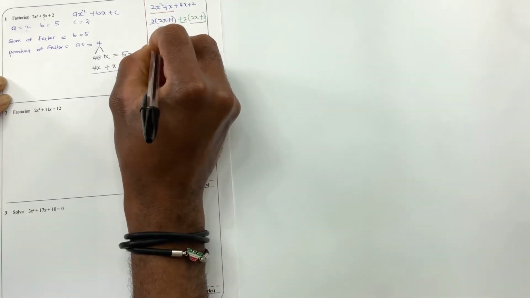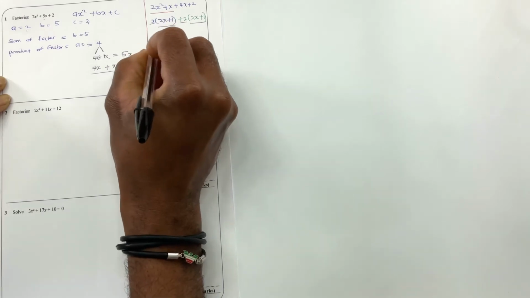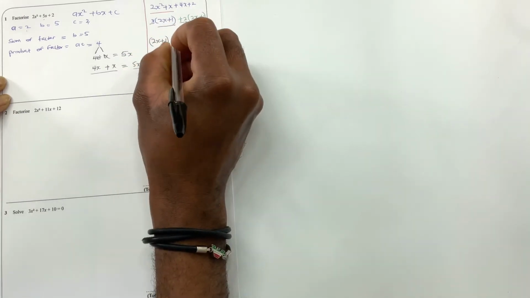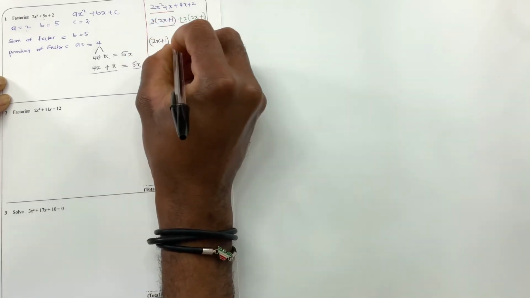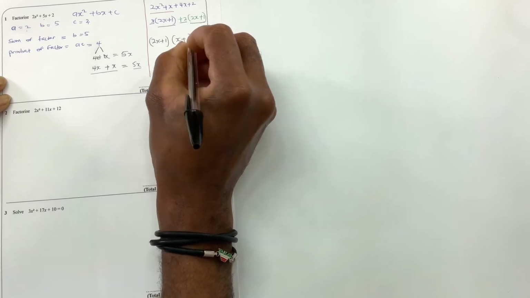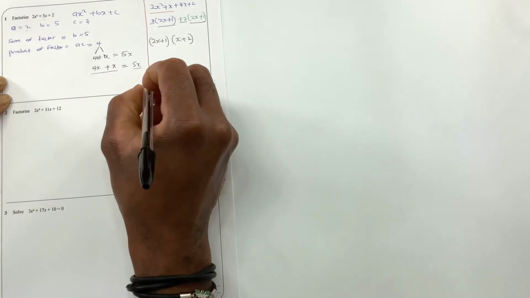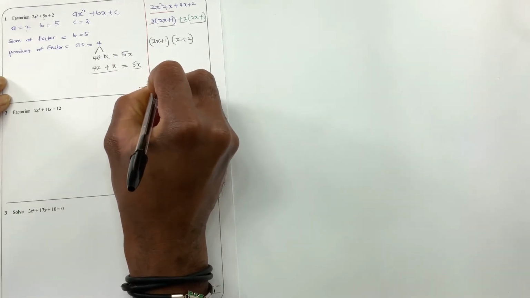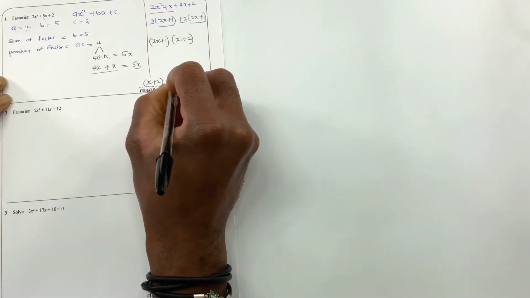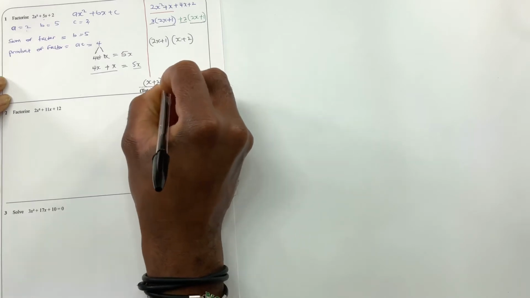So I get 2x plus 1 as a common factor, and what's left is x plus 2. So the solution, or the factors, are x plus 2 and 2x plus 1.